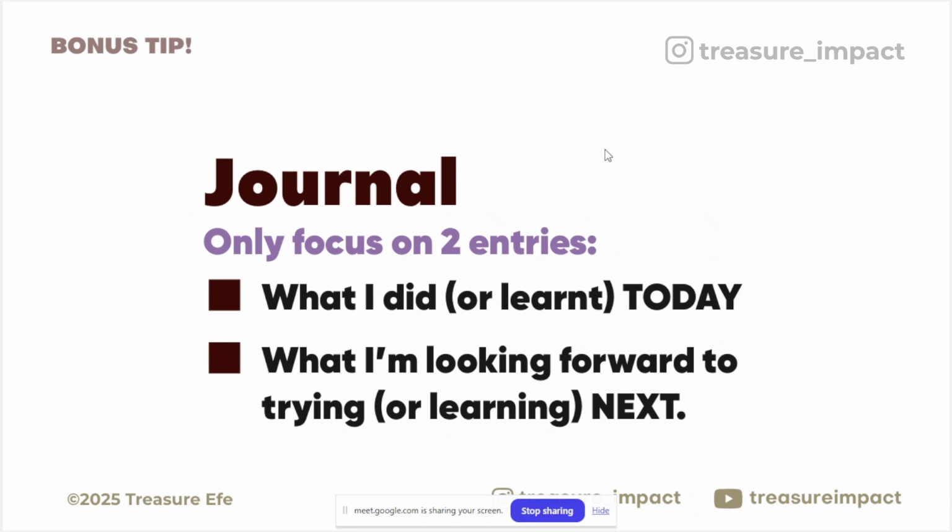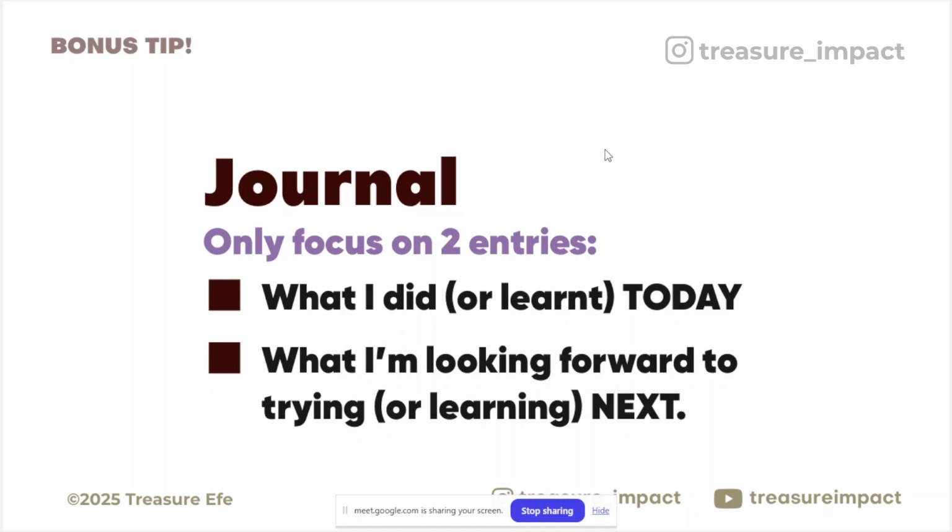And a bonus tip is to journal. The reason I made this a bonus is because I know a lot of people don't like writing. I'm sorry, it's just a fact, but it will help you if you do pursue it. Your journal doesn't have to be writing your entire day, like, today, day one of my journal, today I met this lady and I met, no, it's not necessary. The major things you should focus on in your journal are just two entries, which is one, what I did today, or if you learned something new, what I learned today. If you didn't learn something new, just what I did today. And two, what I'm looking forward to trying next.